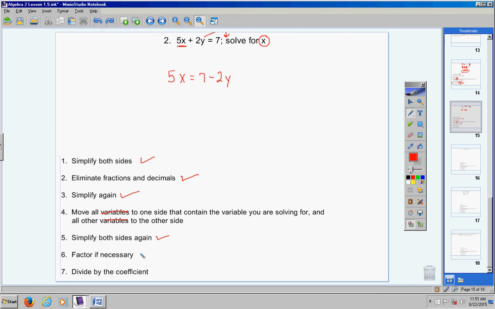Factor if necessary, don't worry about that. Divide by the coefficient. My coefficient is 5. These cancel. I'm left with x equals 7/5. Negative over a positive is negative 2/5 y. There we go, we solved for x. If I'm going too fast, take advantage of the video, back it up and watch it again, okay?